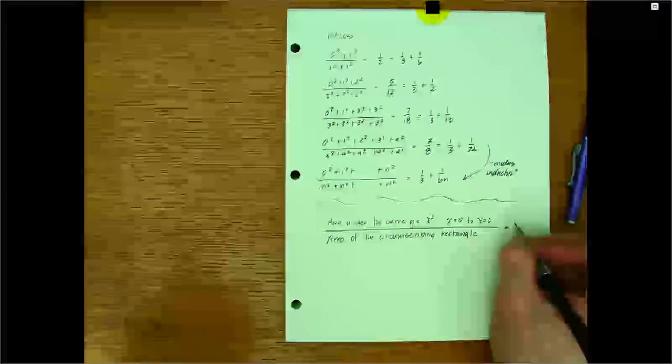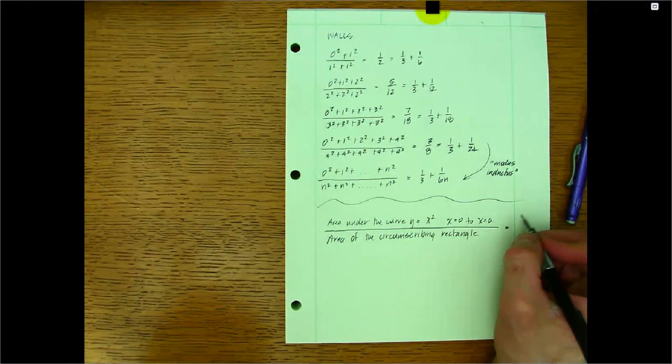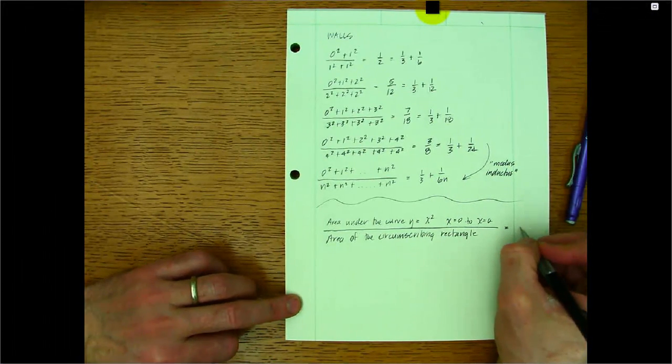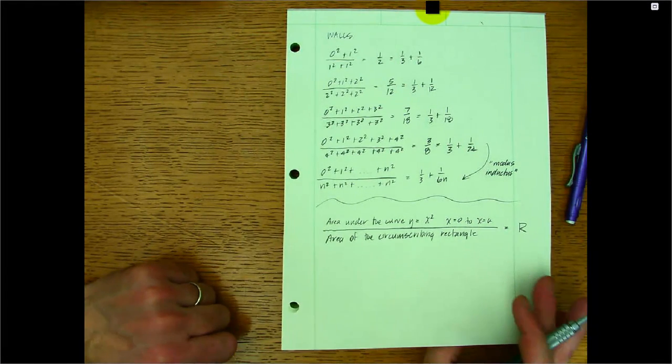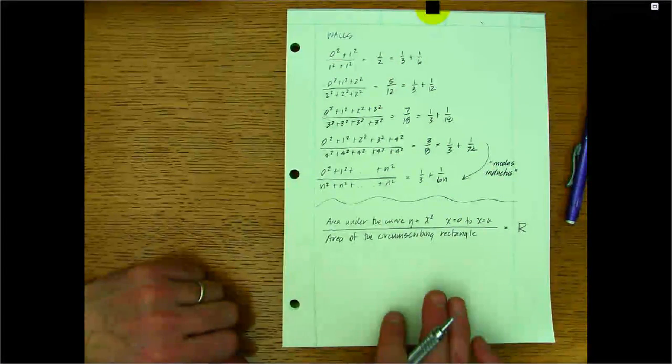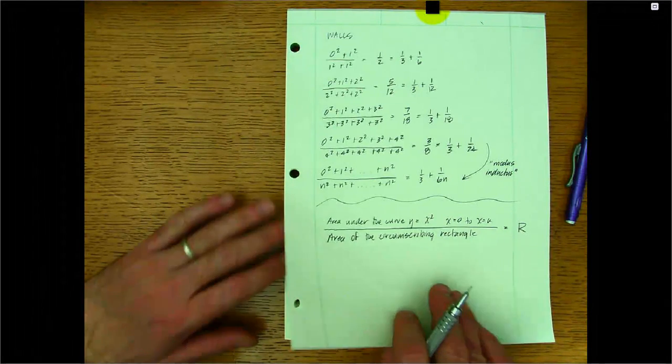So why don't we just call this, I guess, a big R. We'll give it a big R as a ratio. So that's really what he's going after in his discussion: a ratio of those two things.